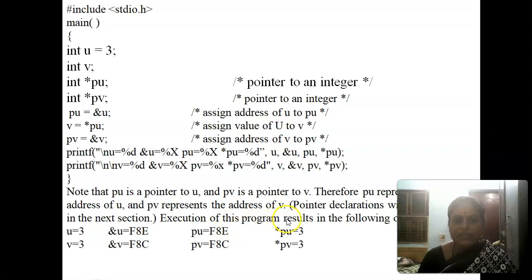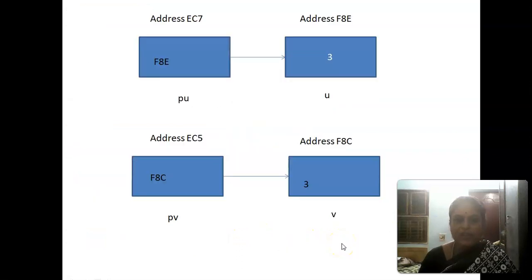So execution of this program will result in the following output. Next, this pictorially explains there are two variables: u with the initial value 3, and v, which is assigned indirectly by the usage of the pointer variable. So pu is a pointer to u which holds the address of u, and pv is a pointer to v. So the content of pv will be F8C, the hexadecimal address, which is the address of v.